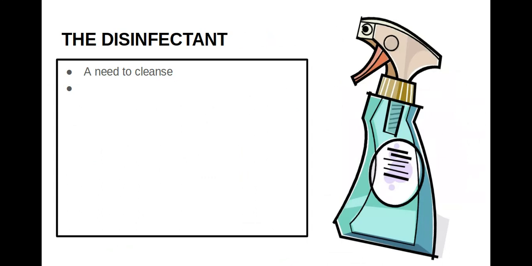Symbol number 3, the disinfectant, of course. The bleach, the disinfectant that Eva drank in order to kill herself. So I put here a need to cleanse. Okay, that's what it's used for, isn't it? So I want you to delve deeper into that. Why might someone be looking to cleanse or purge, for example? Pause here and have a think about it.